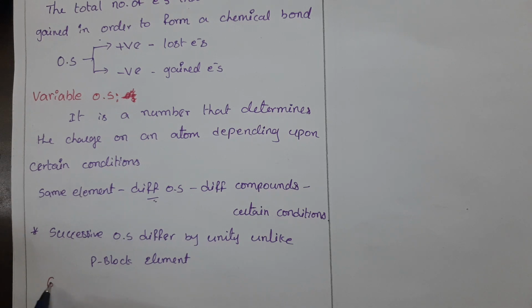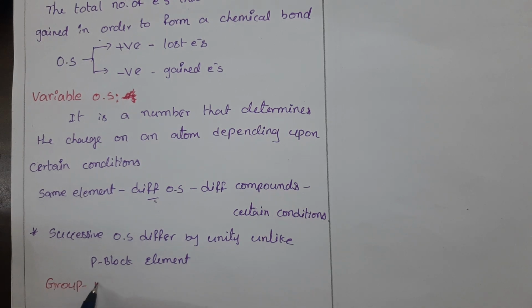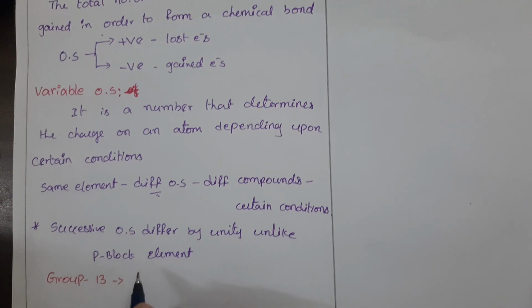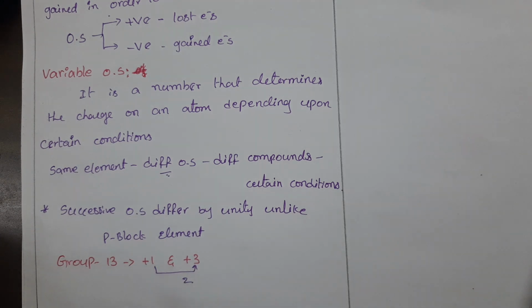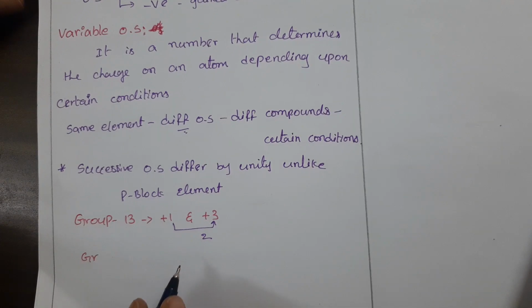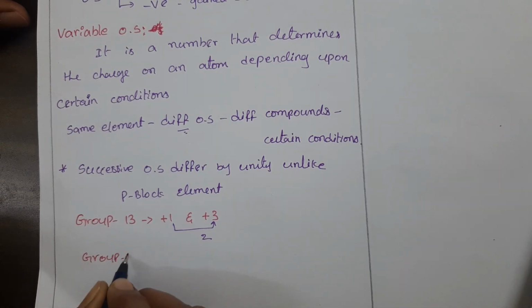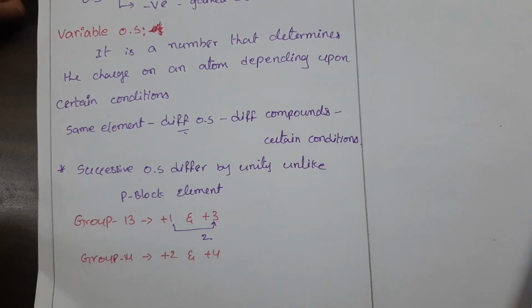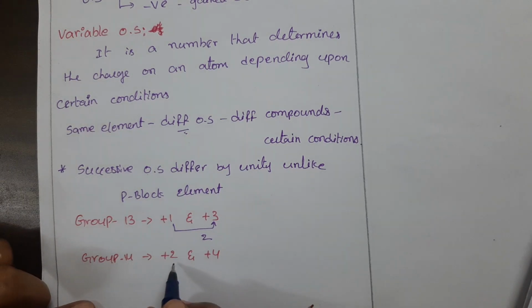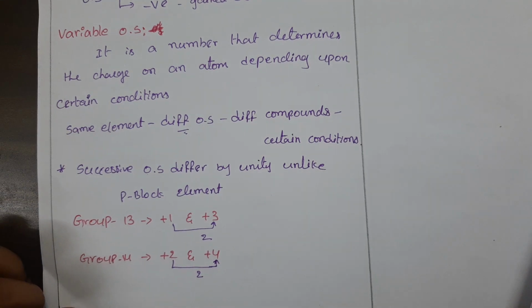So when we observe the P block elements, for example take group 13 elements. Group 13 elements can show the two oxidation states +1 and +3. And here the difference between the two oxidation states is 2. And take the group 14 elements. For group 14 elements also, they can show +2 and +4 oxidation states. In group 14 also, the difference between the two oxidation states is 2.